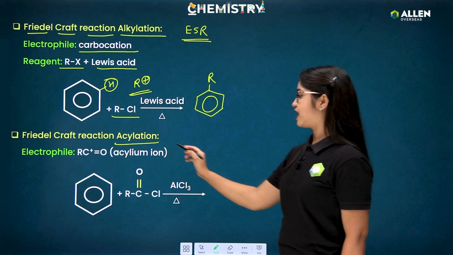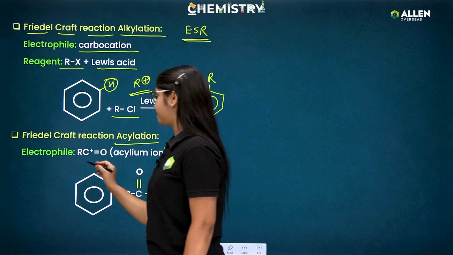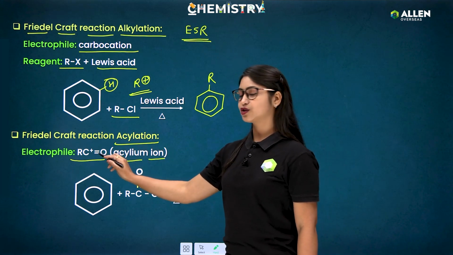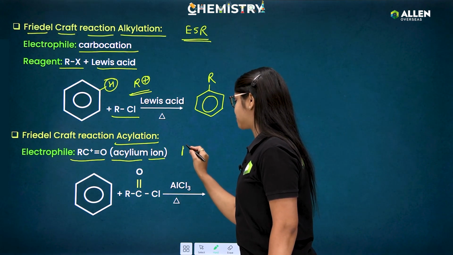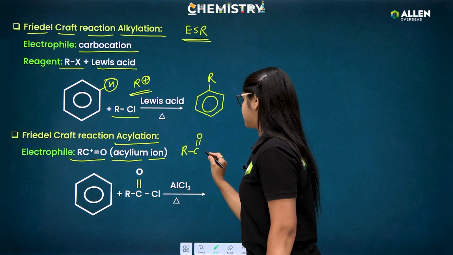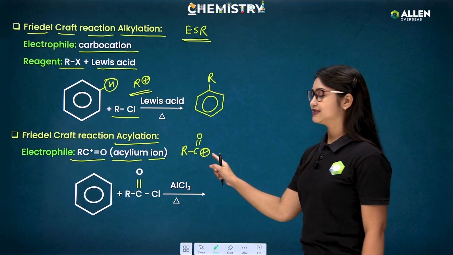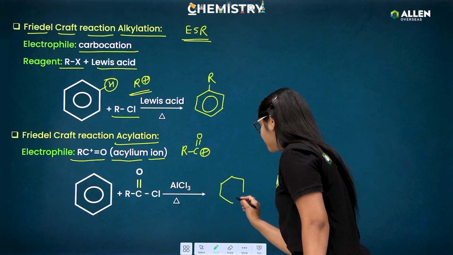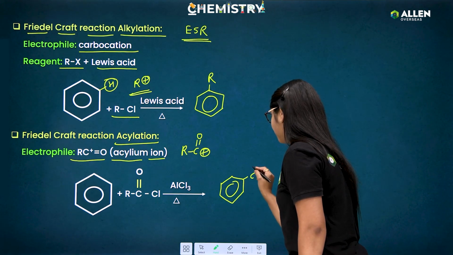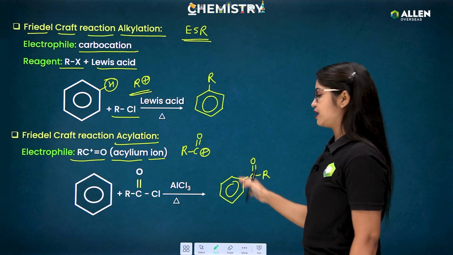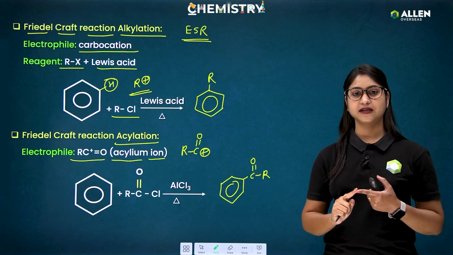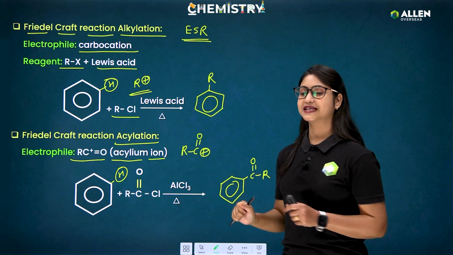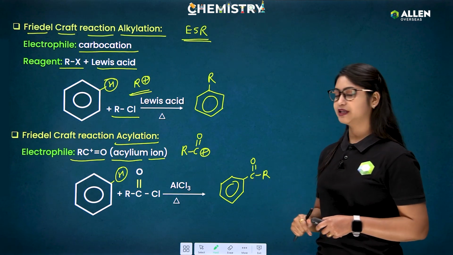Similarly, you have acylation. In acylation, what is the electrophile? The electrophile is the acylium ion. This cation is called the acylium ion, and its structure is like this. This is the electrophile of this reaction, and the reaction is called Friedel-Crafts acylation, and this will be the product. Similarly, here also an aromatic electrophilic substitution reaction is taking place, so one hydrogen from the benzene will be replaced by this acylium ion, right? So this will be the final product.